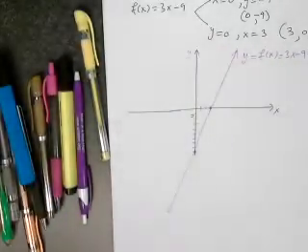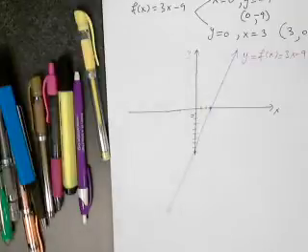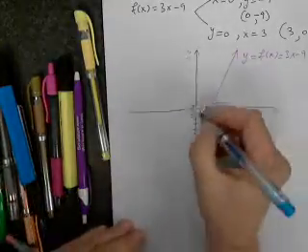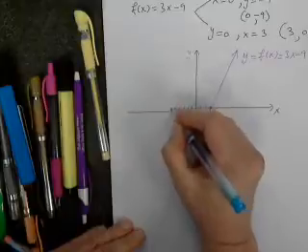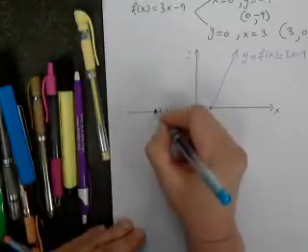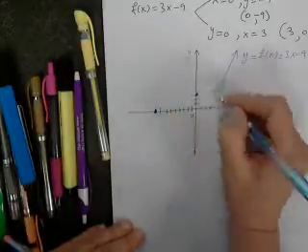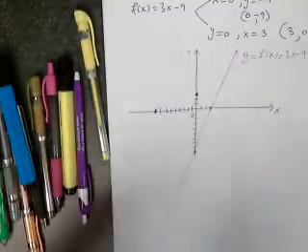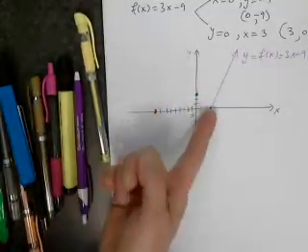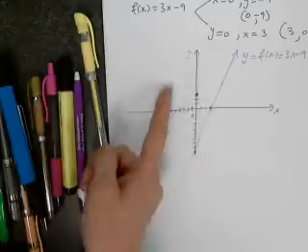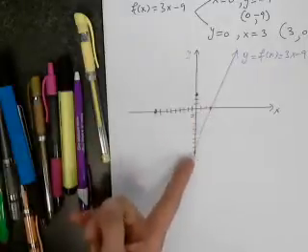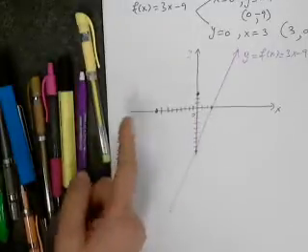Can anyone, without doing any work, give me two ordered pairs so I can graph the inverse function with no effort? Negative 9, 0, and 0, 3. Is it clear what happens? This point goes across y equals x, and this point goes across y equals x.